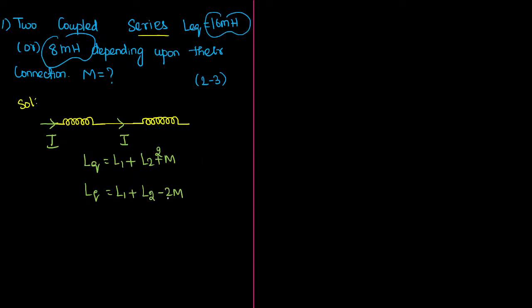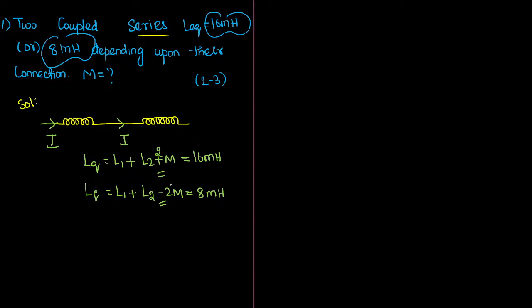Now definitely I can say here it is subtraction, here it is addition. So that 16 millihenry must be for the first one because all are in addition. So that value must be larger than the second one. The second one has only 8 millihenry. That is the next question. So depending on the connection, they only told that.